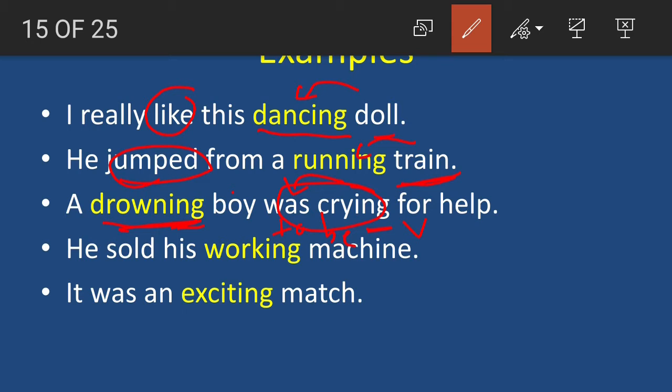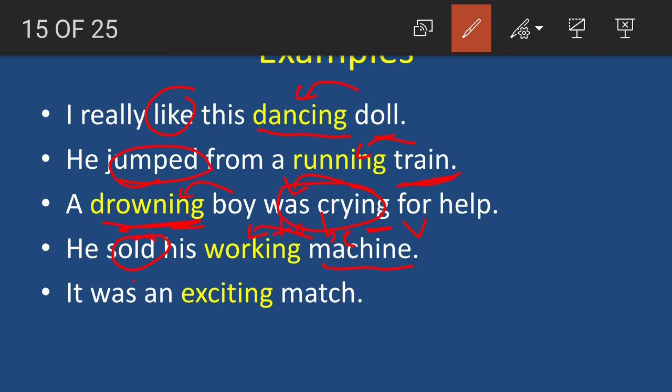Because it describes boy. Which boy? Drowning boy. He sold his working machine. Now here the main verb is sold, and the verb working, the ing form of the verb, describes the noun machine. Hence it acts as an adjective, and so it is a participle.